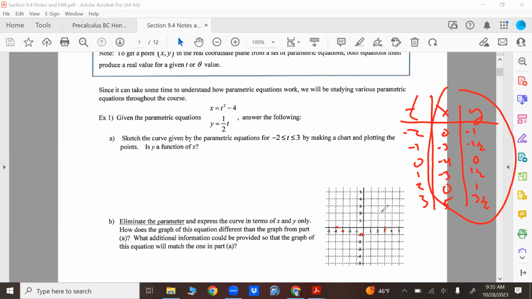Let me make sure I do this right. If I plug in -2, I get 0. Plug in -1, I get -3. Plug in 0, I get -4. Plug in 1, -3. 2, 0. Okay, that makes sense. And then 3, I get 5. If I plug in for y, -1, -1/2, 0. Okay, I got this. So 0, -1, -3, -1/2, -4, 0, and 3/2. That's why I was confused. Got it. 3/2.